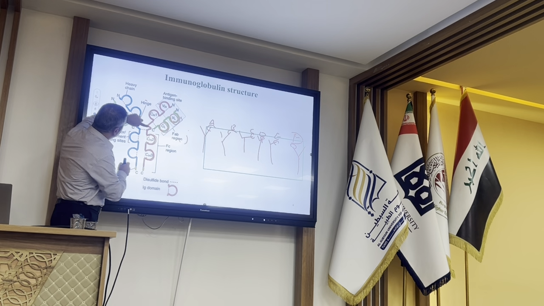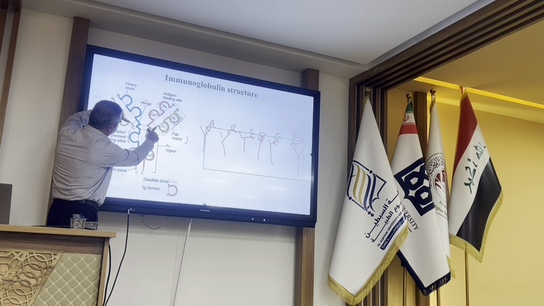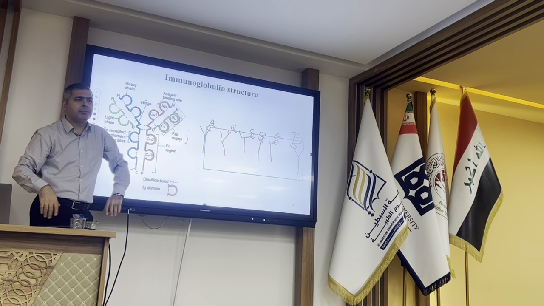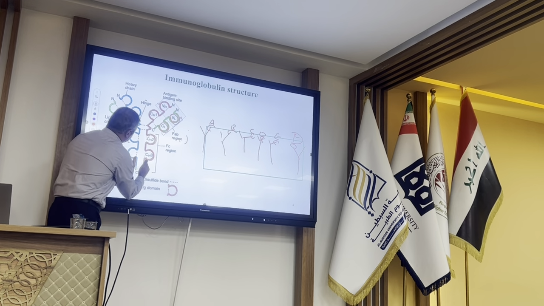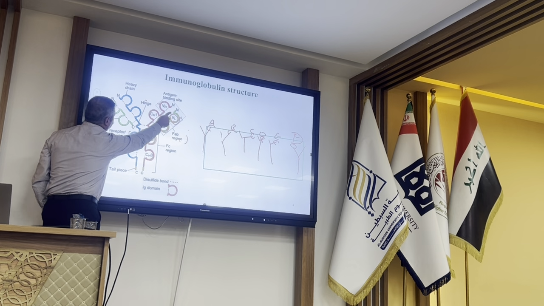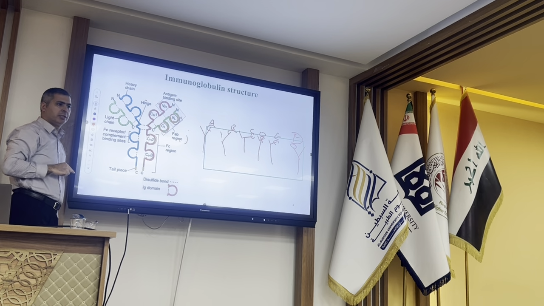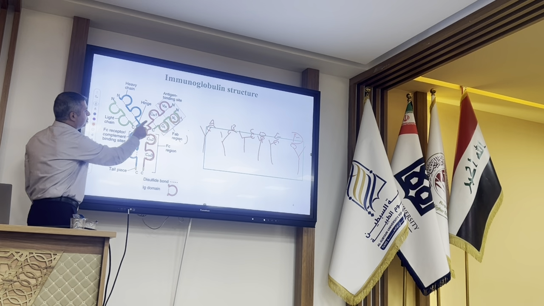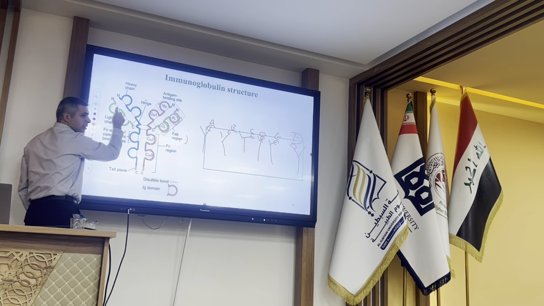This part is called hinge. So an antibody has 2 identical heavy chains and 2 identical light chains. So we have 2 antigen binding sites. Is that clear? We have 2 antigen binding sites.